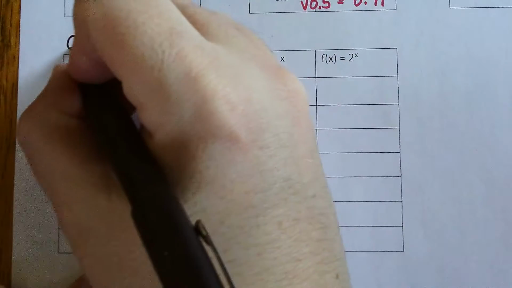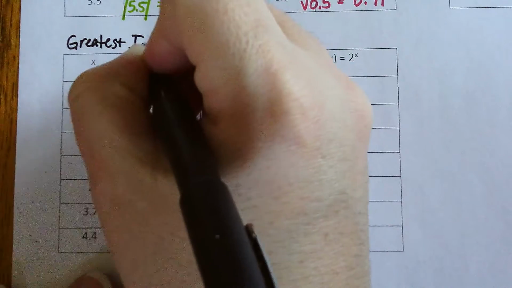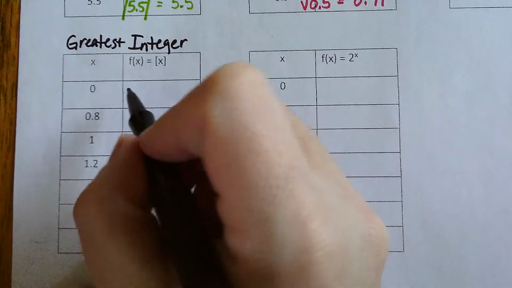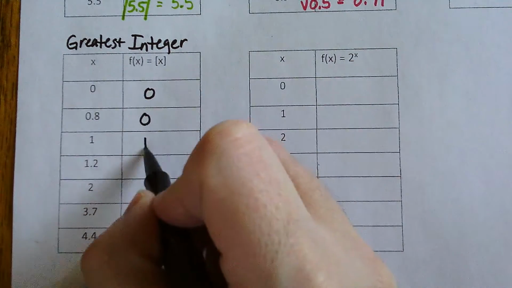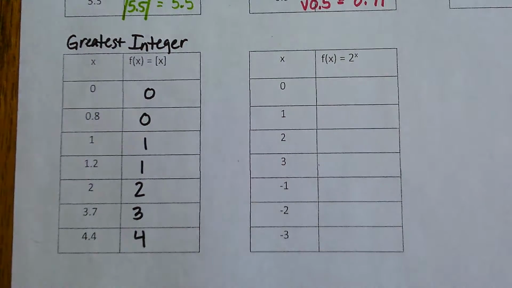This one's called the greatest integer function. So we're looking only at the integers. So 0, 0, 1, 1, 2, 3, and 4. Only look at the integers.